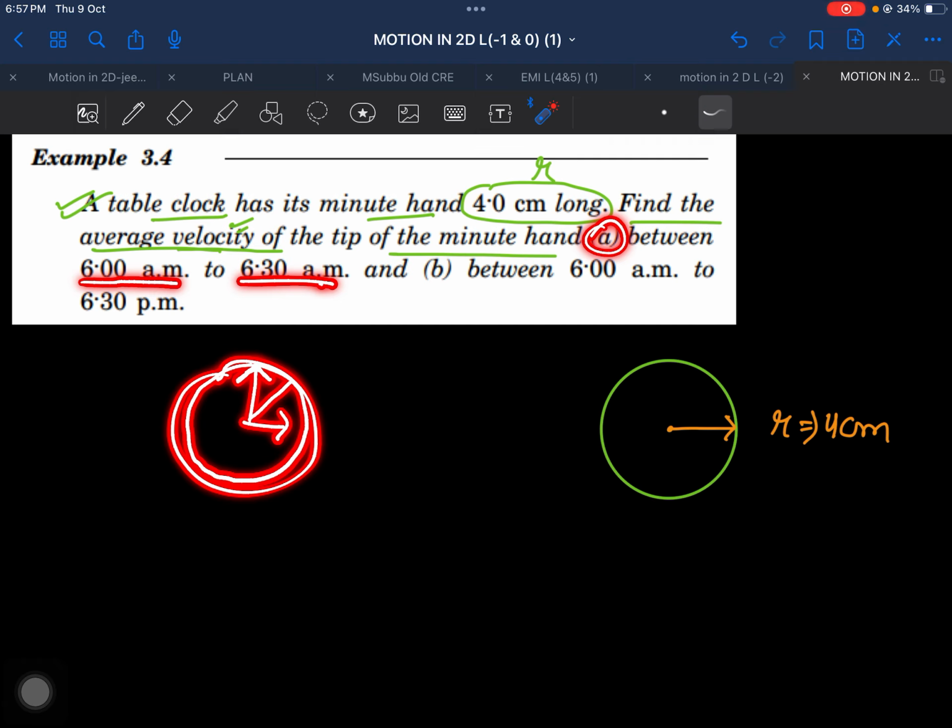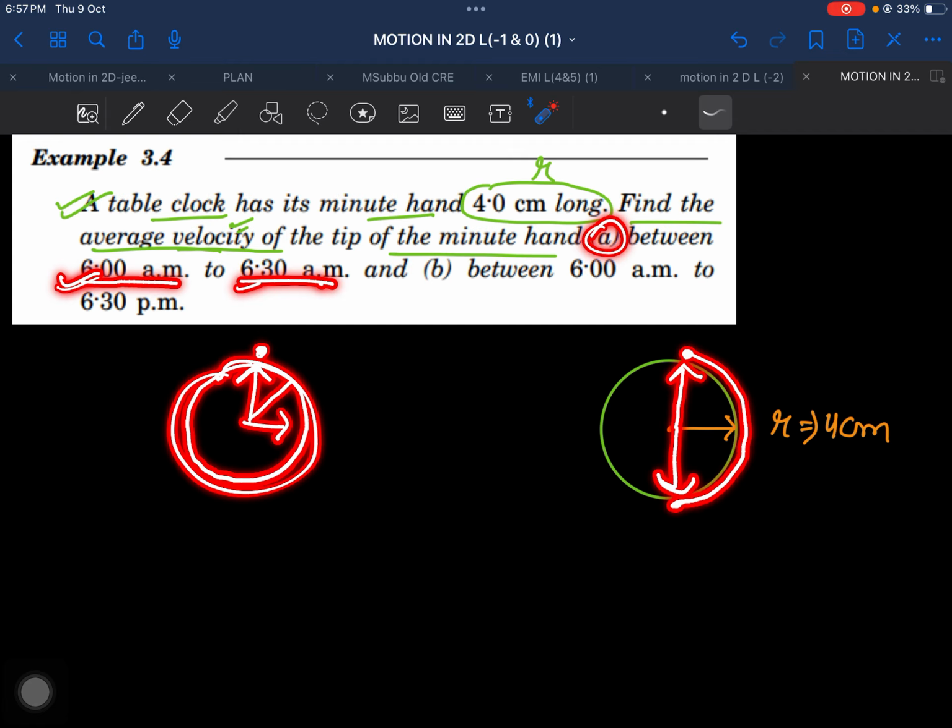All right, so it has been asked what is the velocity of this tip of the minute hand between 6 a.m. to 6:30 a.m. So at 6 a.m. this minute hand is somewhere here. Okay, at 6:30 a.m. the minute hand is somewhere here. All right students, so let us focus on the tip. So the tip has moved from here to here, right? So what is the velocity?